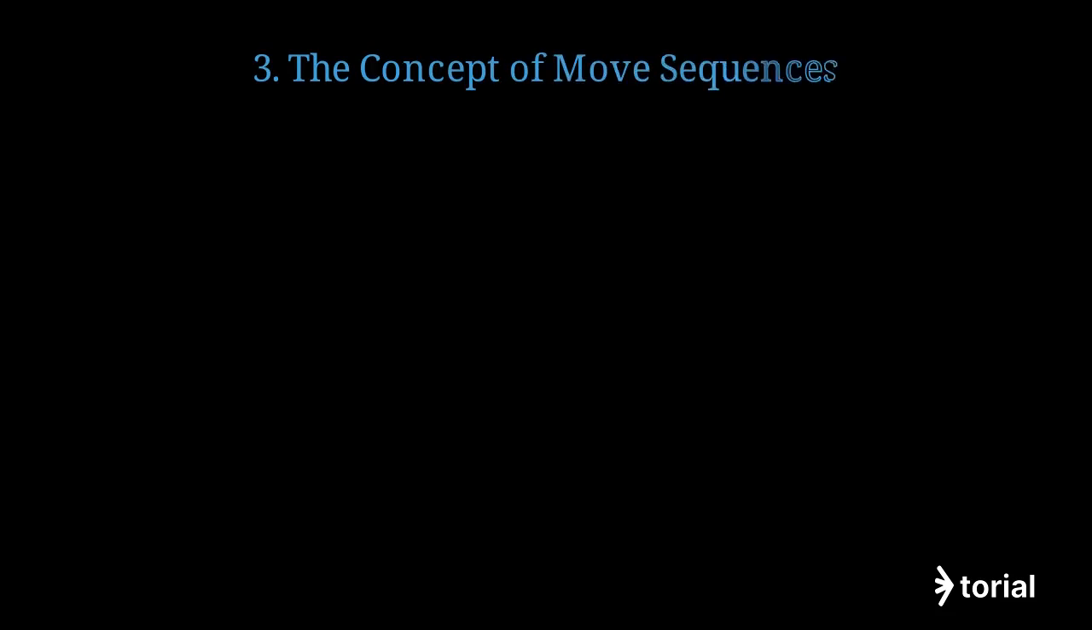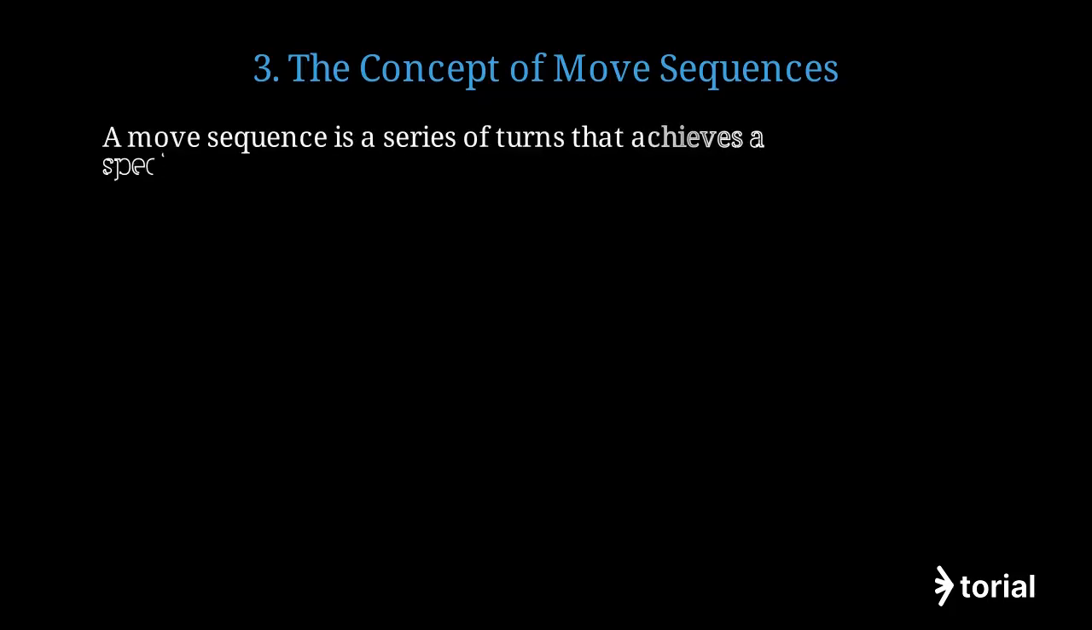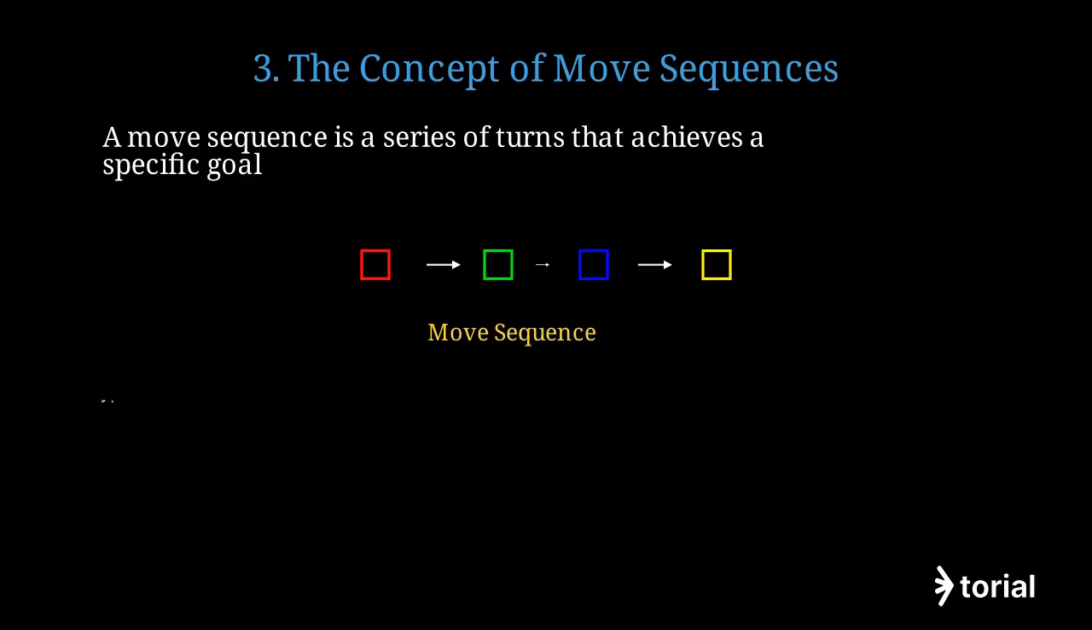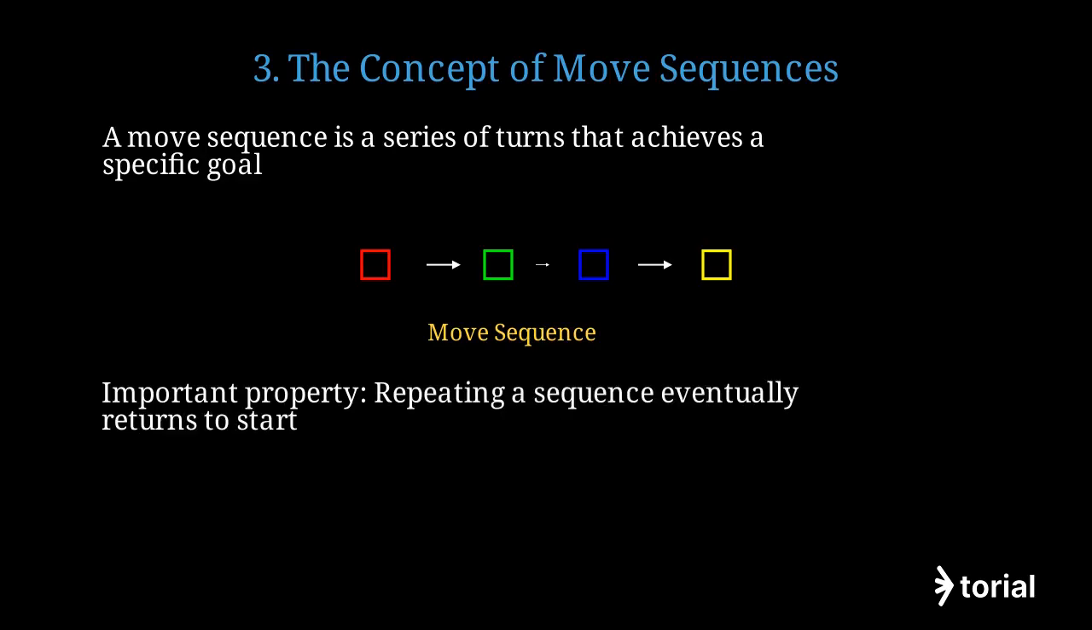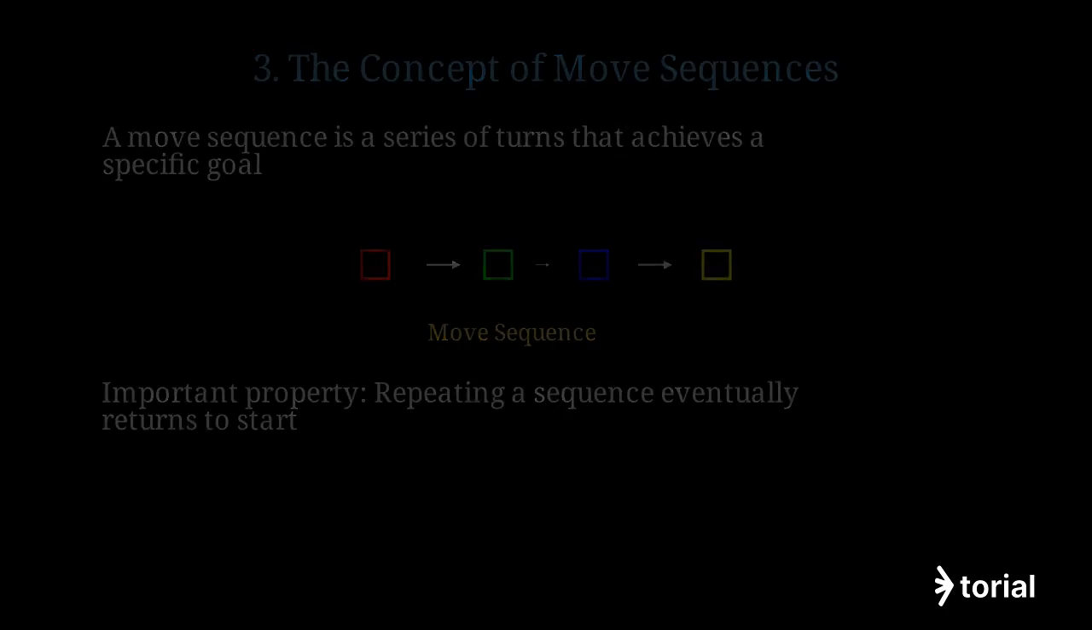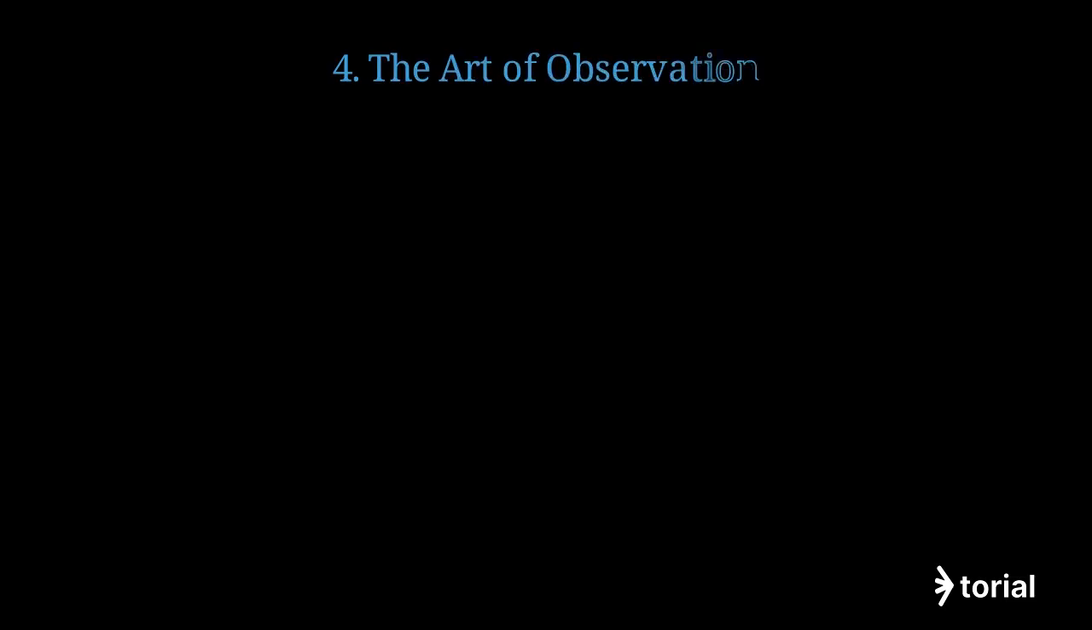Understanding move sequences is essential to solving the cube efficiently. A move sequence is a repeatable series of turns that accomplishes a specific rearrangement of pieces. A move sequence transforms one arrangement into another through a specific pattern of turns. An important mathematical property is that repeating any move sequence enough times will eventually return the cube to its starting state. Careful observation is your most powerful tool for discovering solutions.